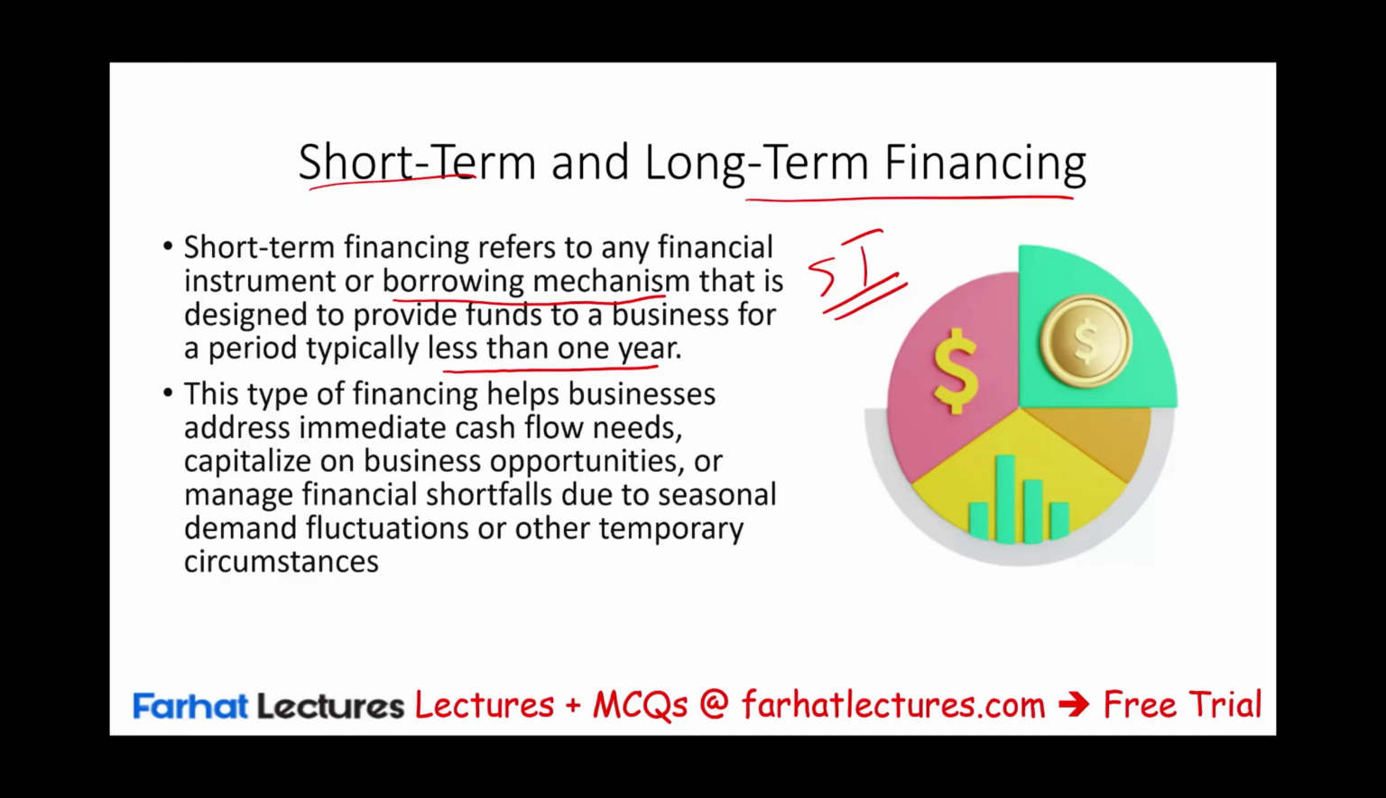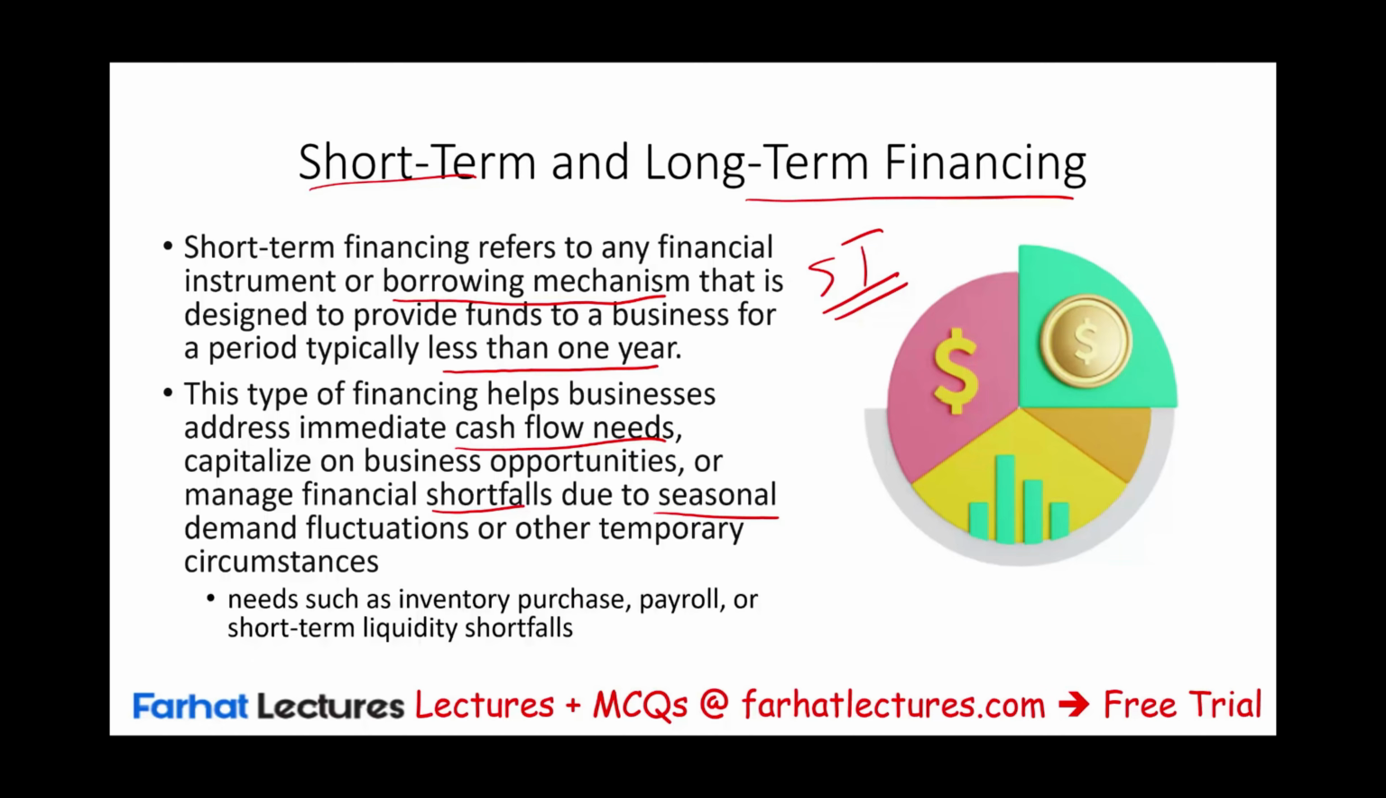It helps the business. The purpose for this is immediate cash flow needs. If you have an opportunity, you need some cash to finance it, or you want to manage some shortfalls due to seasonal demand fluctuation. Some businesses, at some time during the year, their sales go down due to seasonal fluctuation. Therefore, they need some money to patch up. That's when they need short-term financing. For example, they might want to buy inventory, make the payroll for that quarter, or cover a short-term liquidity shortfall. Any reason they have short-term, they need money real quick.